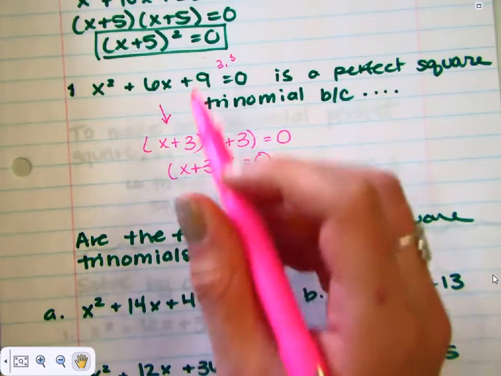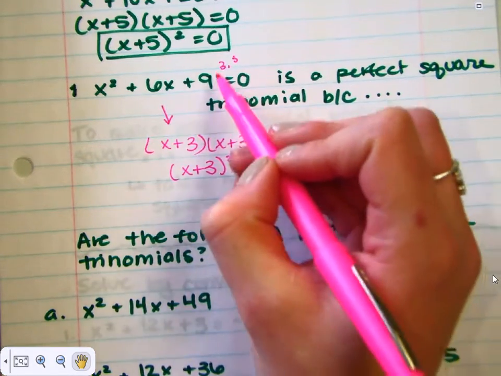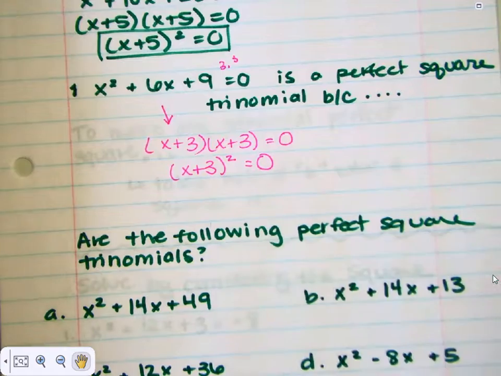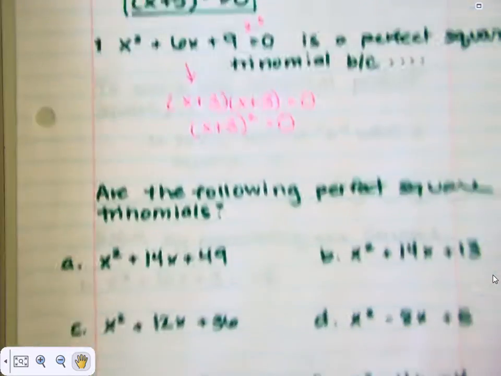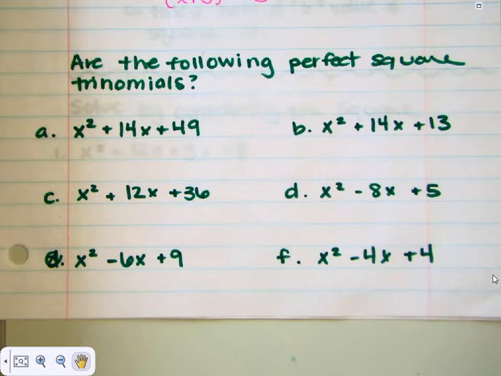So if you notice, the factors add up to be 3 and multiply to be 9, and they're the same thing. So what I would like you to do now is take a minute and on your note sheet, identify if these are perfect square trinomials or not. Either write yes it is or no it isn't, and give the factors if it is.